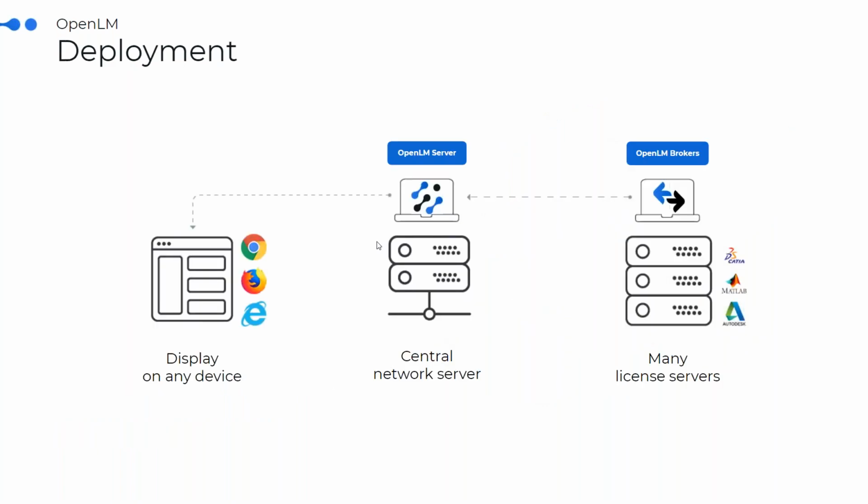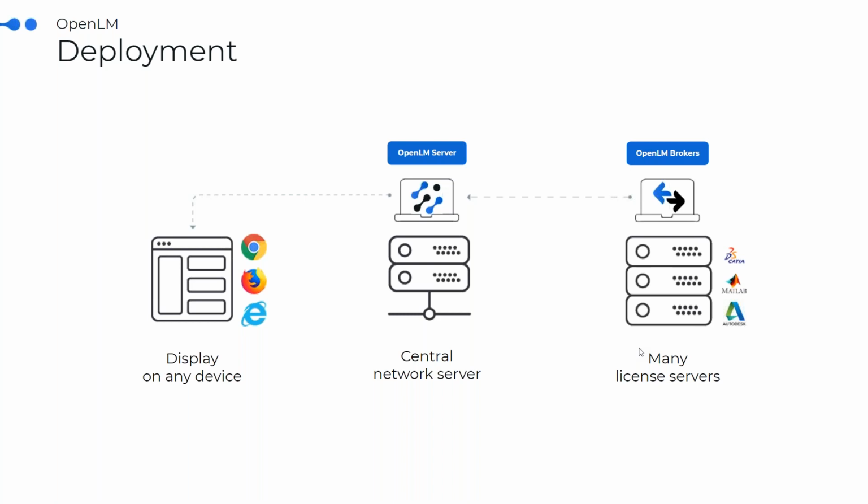Now let's talk deployment. The deployment here is very simple. You have already a license server. Now on that license server, you might have many different license managers. You might have a license manager for FlexLM, for MATLAB, for Synopsys, for whatever. So you put one broker on the license server and it monitors all the license managers there. Now if you have many license servers, then you just have many brokers.